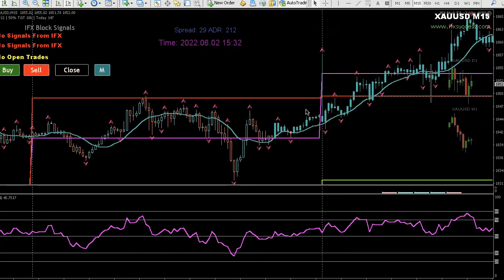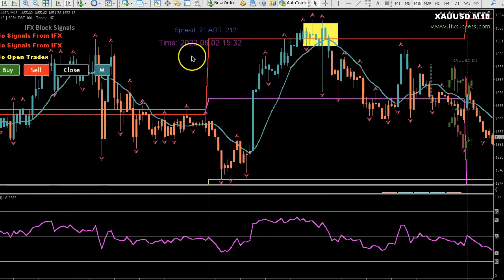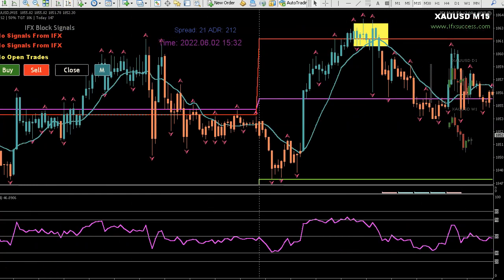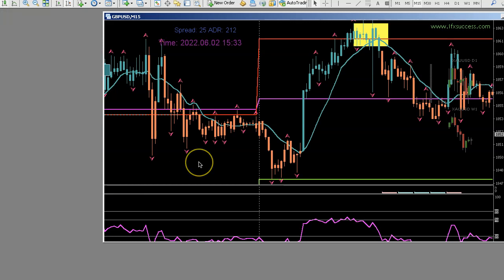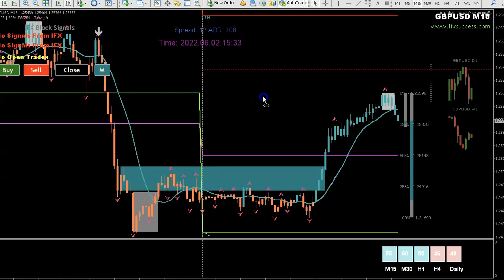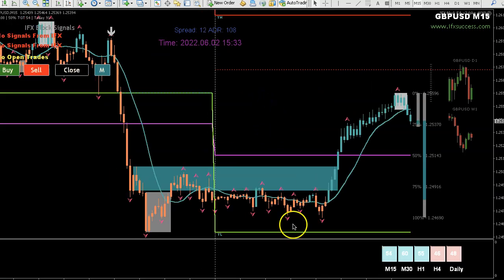Okay, so more examples. Again, it's really straightforward. Maybe we can look at another pair right over here. We have pound dollar. So pound dollar right here would have given us an entry. Again, we can choose the trend block or we can use the reversal block.